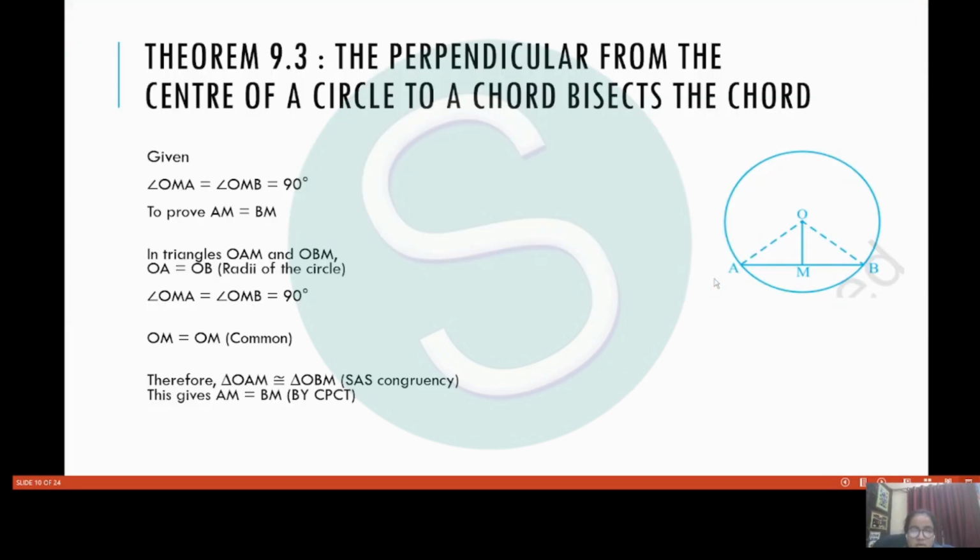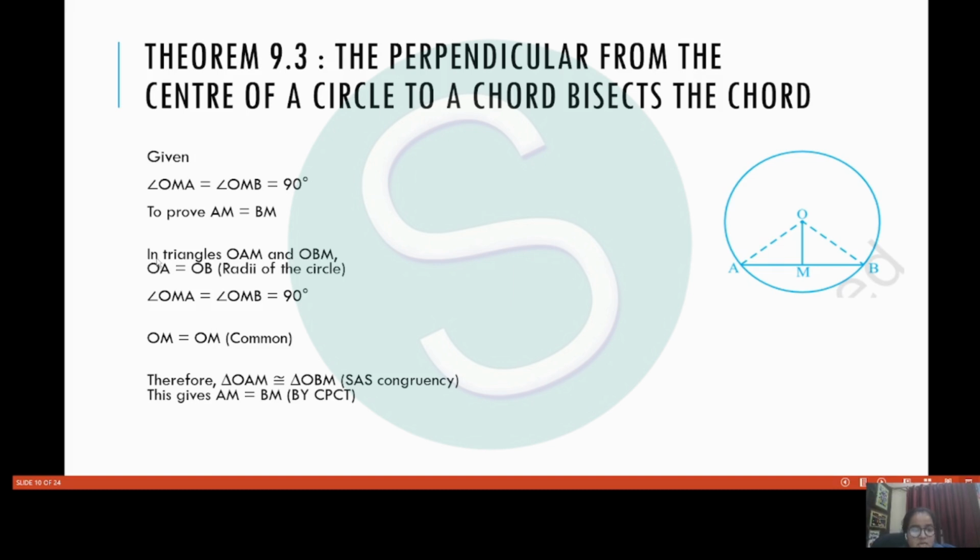But now, in the converse part, it is given to us that OM is perpendicular to AB, and we have to prove that this bisects AB. So the perpendicular from the center of a circle to a chord bisects the chord. Bisector means that it divides into two equal parts. So if OM is a bisector of AB, that means AM equals MB. Given to us: angle OMA equals angle OMB equals 90 degrees, and we have to prove AM equals BM.